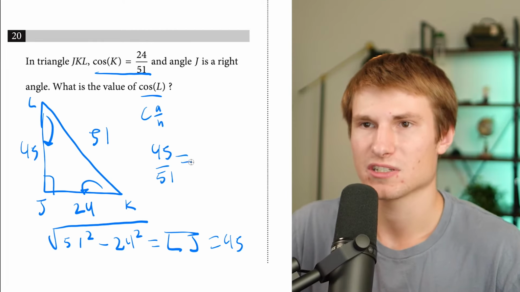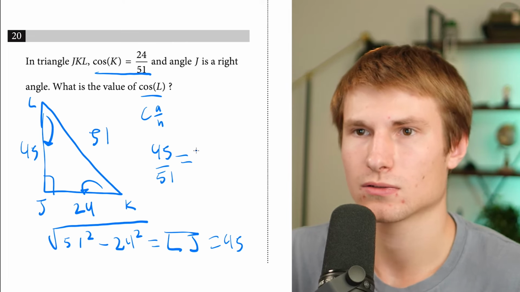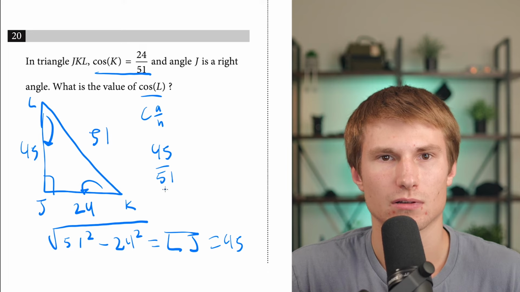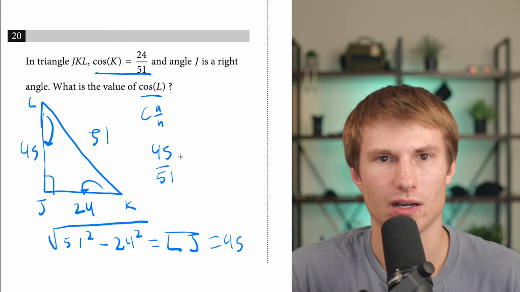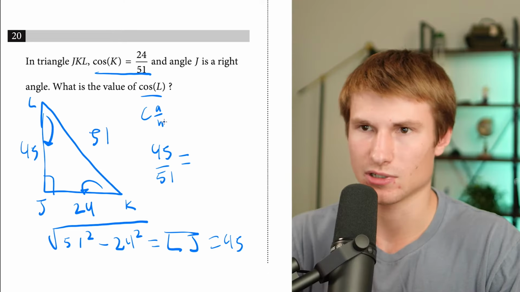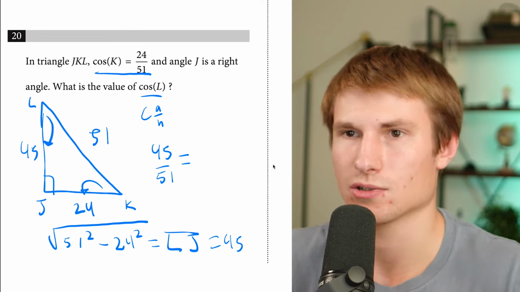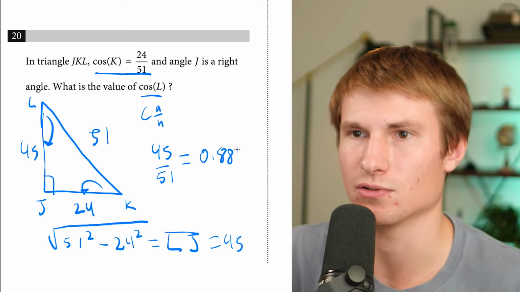We can go ahead and simplify this down. If we were going to put this as a decimal, we could just put 45 over 51 is 0.8824. So we could also just write this as a decimal, 0.8824.